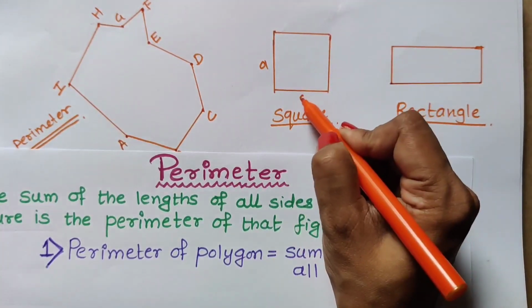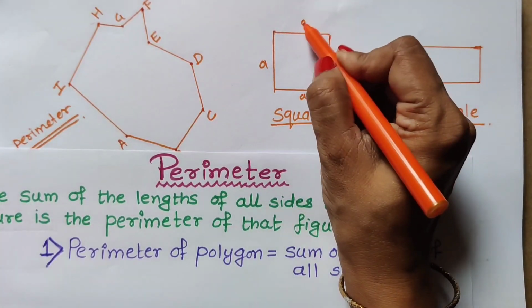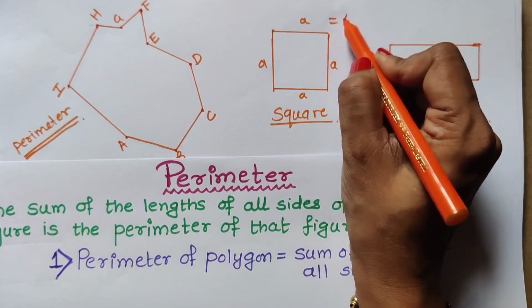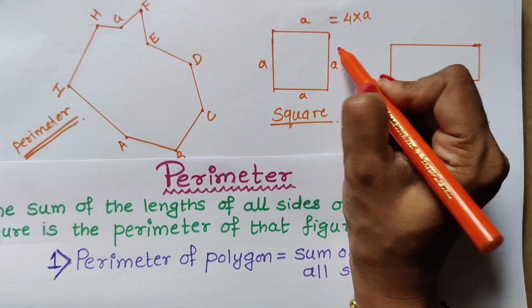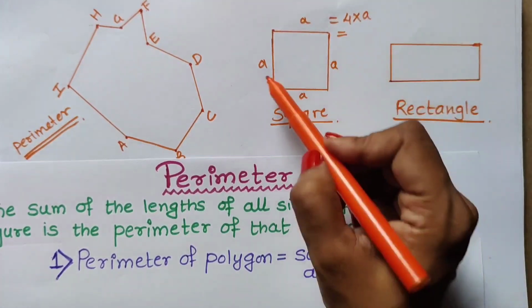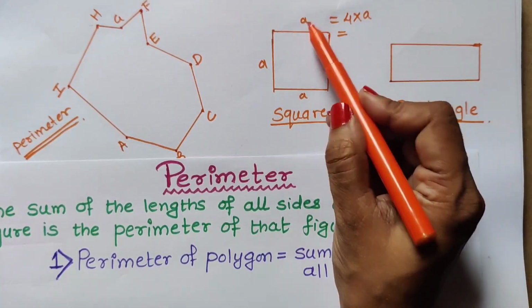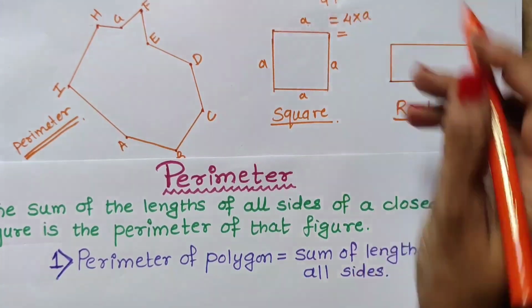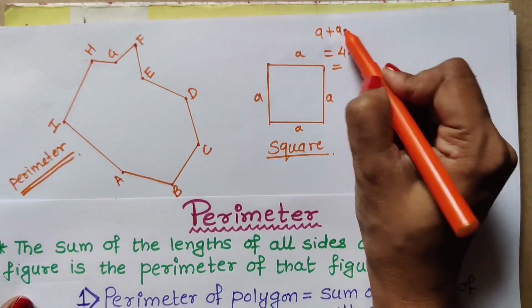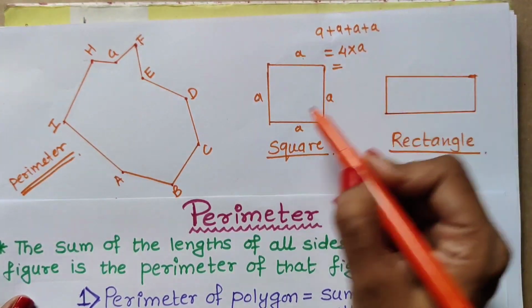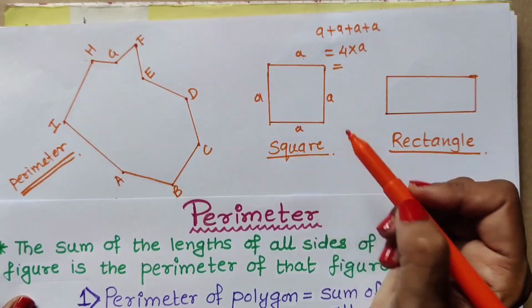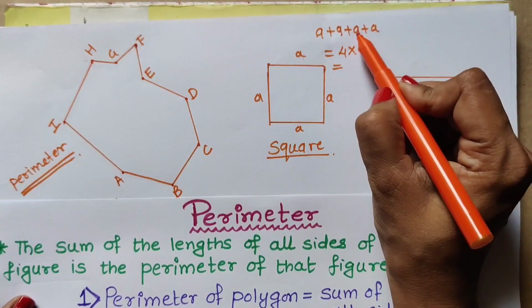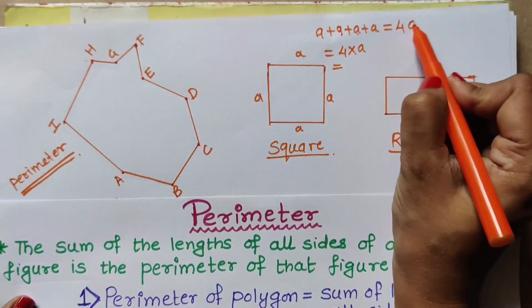If this side is A, this will also be A, this will also be A and this will also be A. So to find the perimeter, what do we have to do? For finding the perimeter, we have to do 4 multiplied by A. Otherwise it will be A plus A plus A plus A also. That is 4 times A. In the end we are getting 4A only.